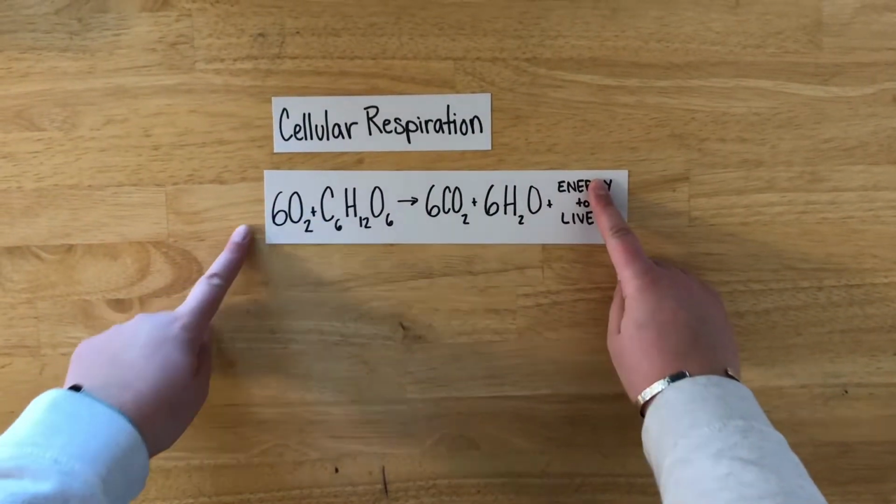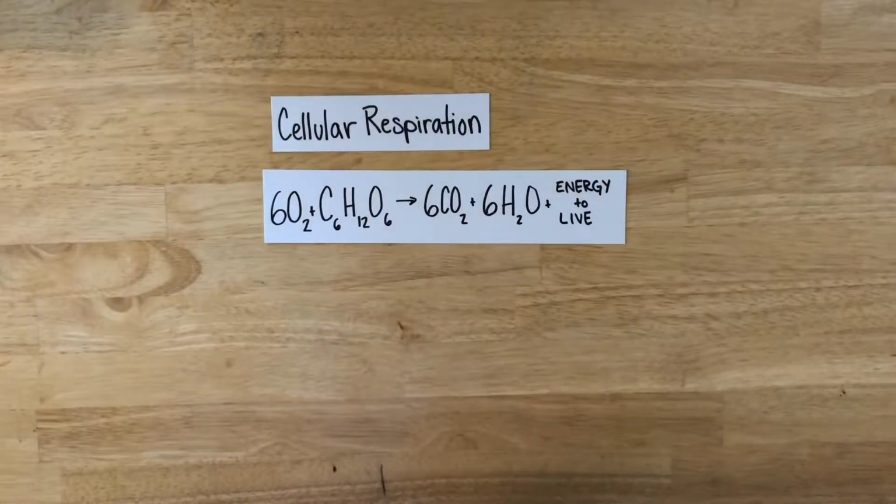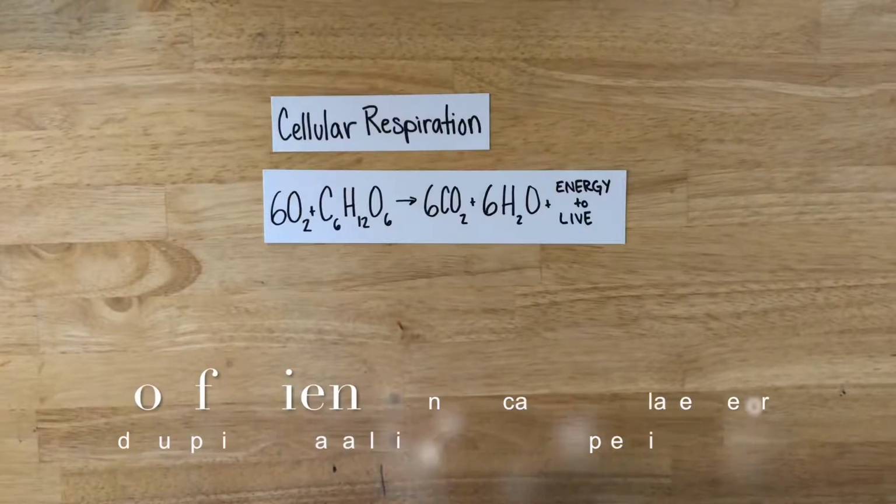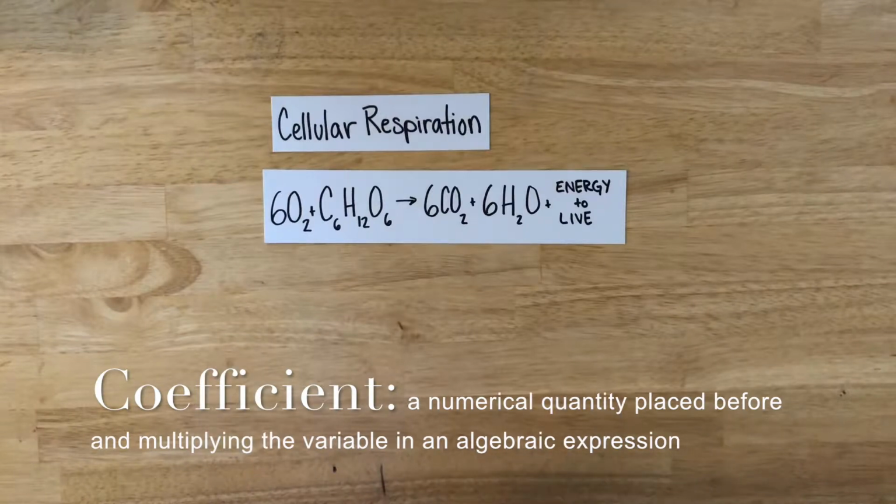Here I have the balanced chemical equation. It's a little different than what we've seen in the past because it's now balanced, meaning what's on the left-hand side, the reactants, is going to equal what is on the right-hand side, our products. The main difference is now we have coefficients in front of some of our molecules.